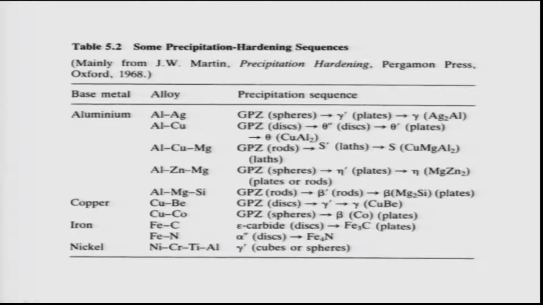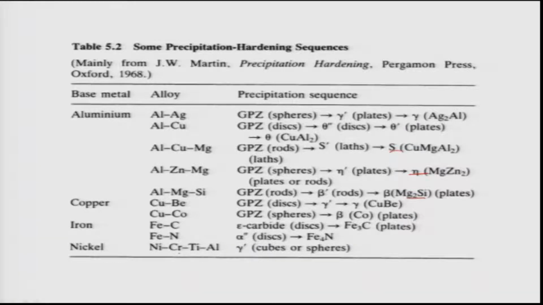Then you can have aluminum-copper-magnesium, aluminum-zinc-magnesium, which I have discussed. You can have aluminum-magnesium-silicon, so like here beta, eta, S or S prime. Copper, as you say, has zones or gamma phase, and then other things like iron, carbon, iron, nitrogen, or even nickel based alloys.